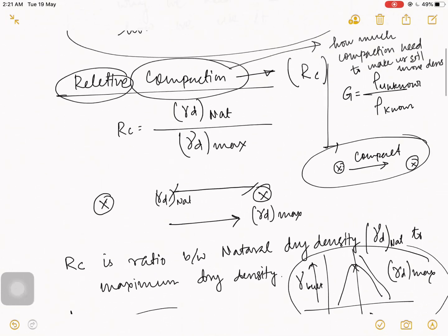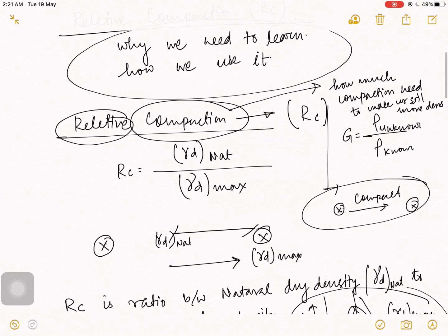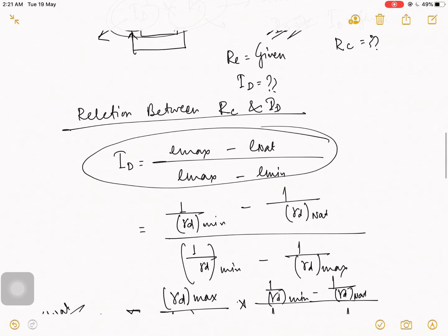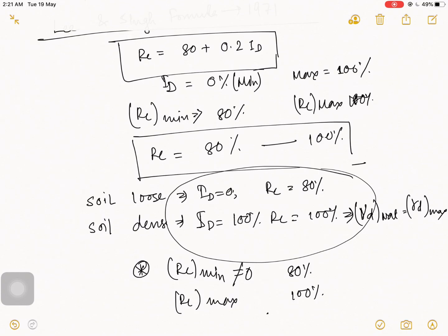So guys, that is the full video where I discussed relative compaction, what the concept is, how the formula is generated, and what the relation is between RC and ID. I showed the Lee and Singh formula. We can find the range of ID and RC correspondingly.